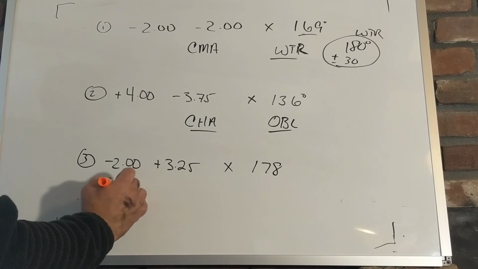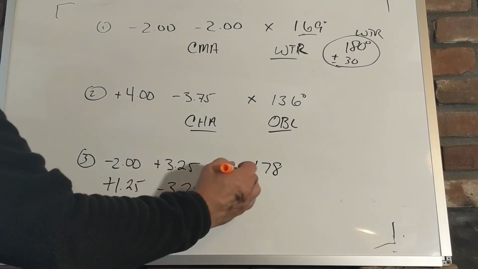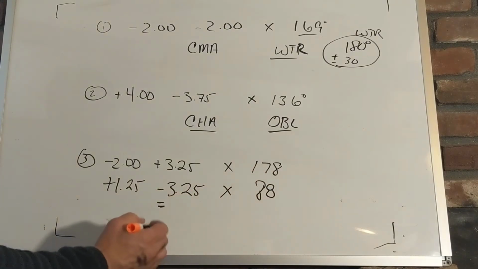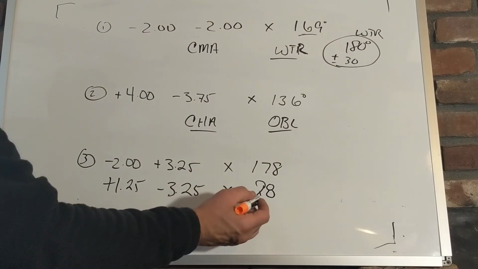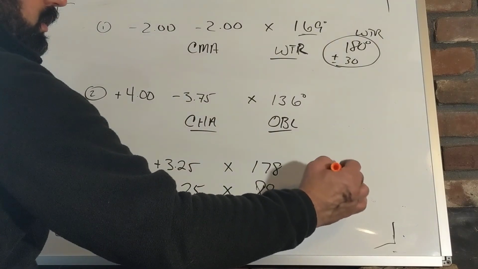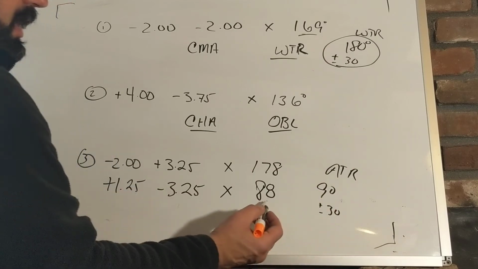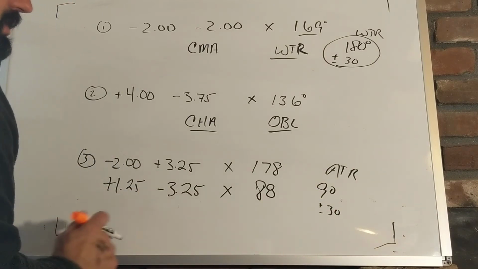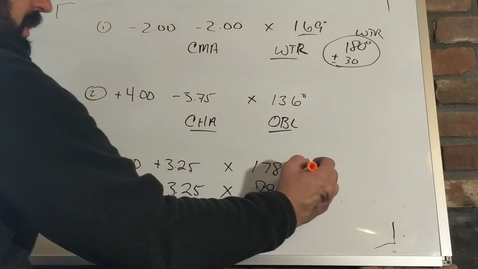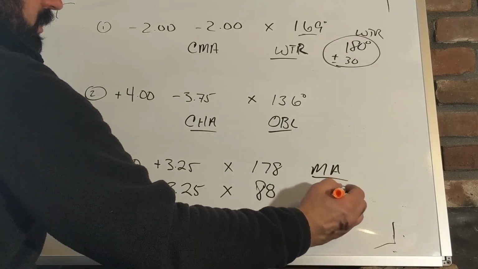Add these two algebraically, swap the sign, and change the axis by 90 degrees. And now in minus cylinder, you're looking at an axis of 88, which is pretty darn close to 90. Against the rule is 90 degrees, plus or minus 30. I'm within about 2 degrees of 90. This is an absolute unequivocal primary meridians. It's mixed astigmatism, and it is against the rule.